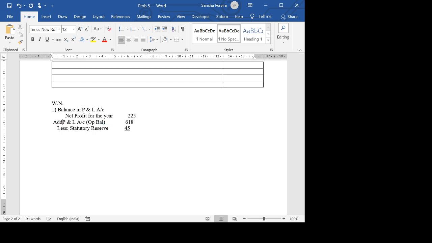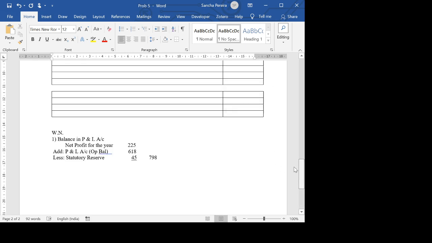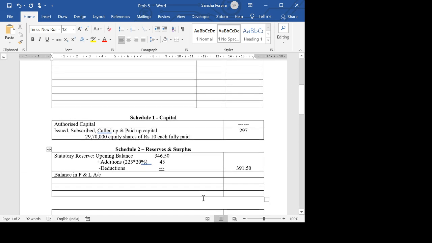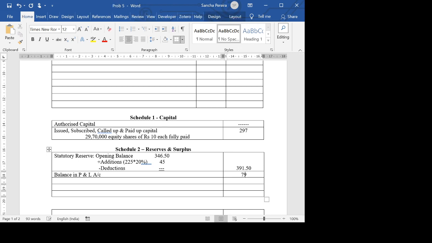225 plus 618, that minus 45 gives me a total of 798. Okay, so the balance in my profit and loss account is going to be 798.